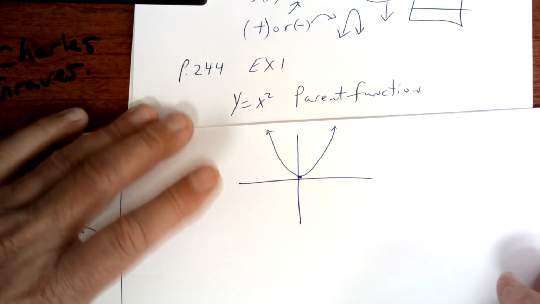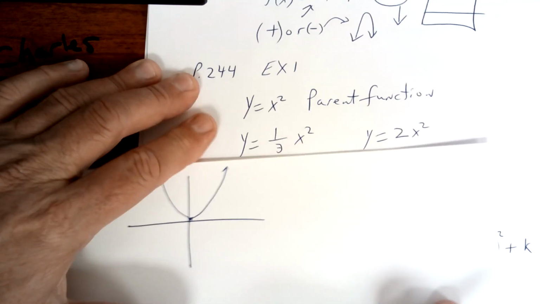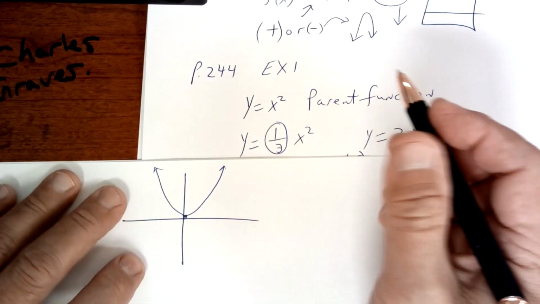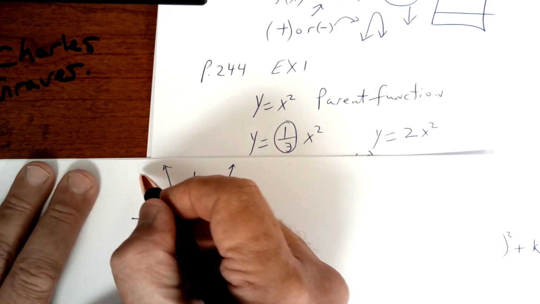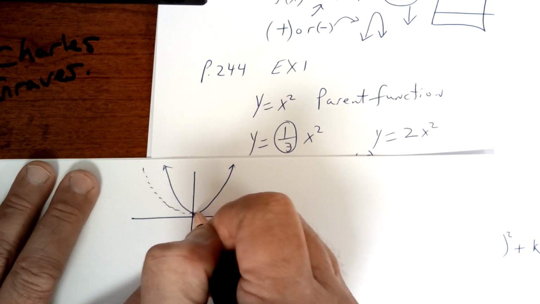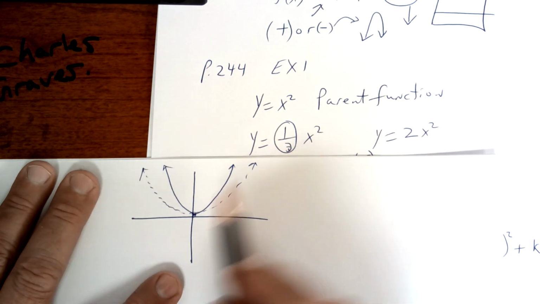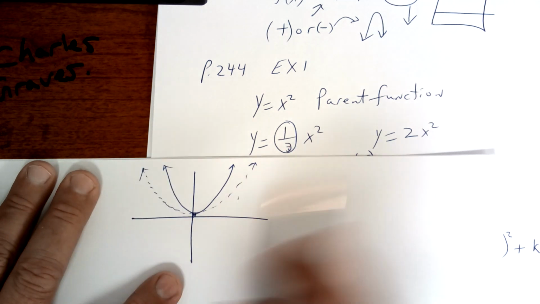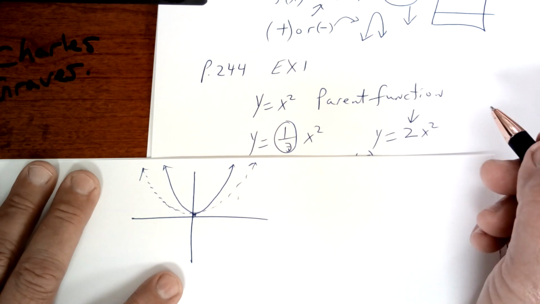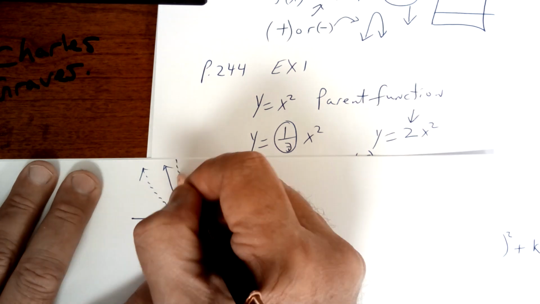Okay? Draw that graph. Now, 1/3 is going to make it fatter. You can look at this in the book, and you can use your graphing calculator. Okay, so if it's a fraction, it actually gets wider. All right? If it's a whole number, it actually gets smaller or skinnier.